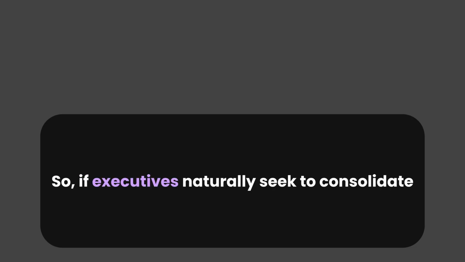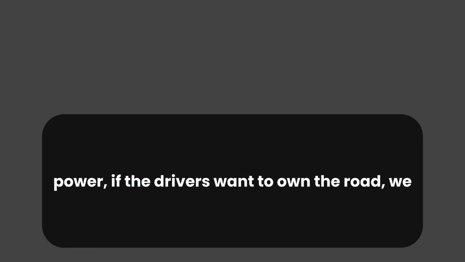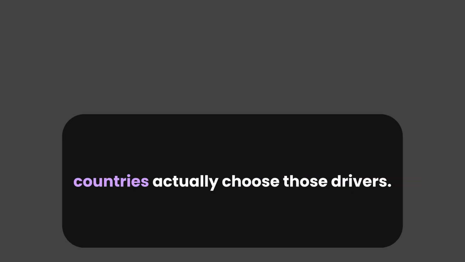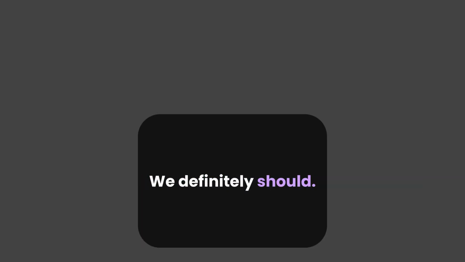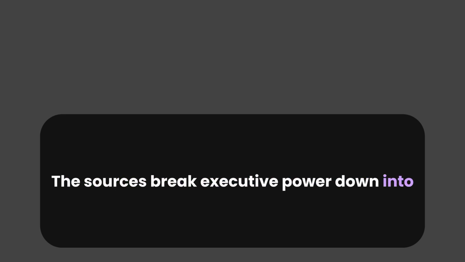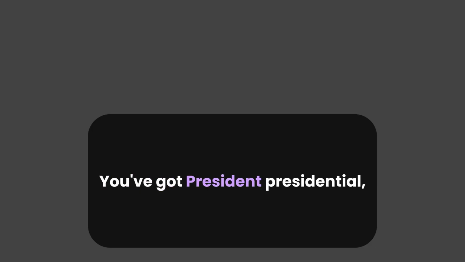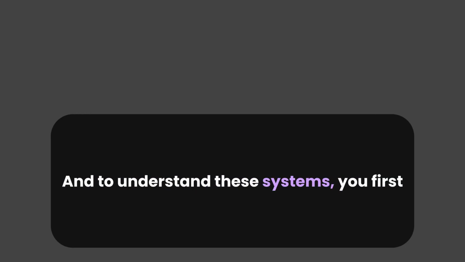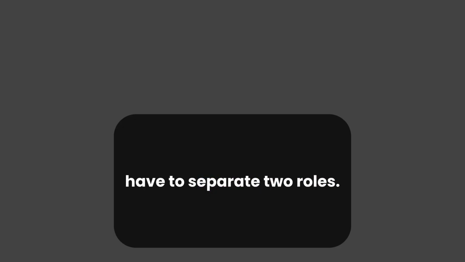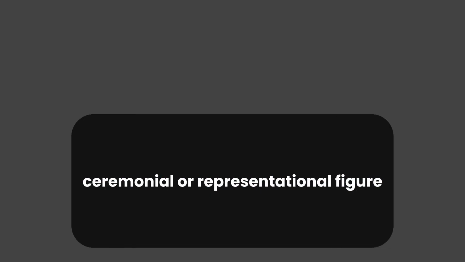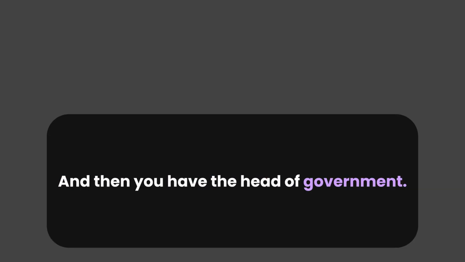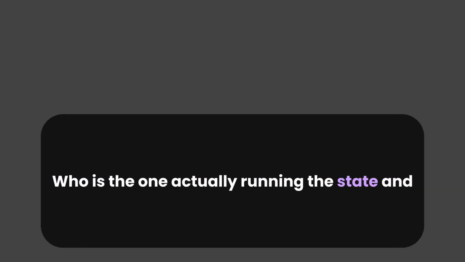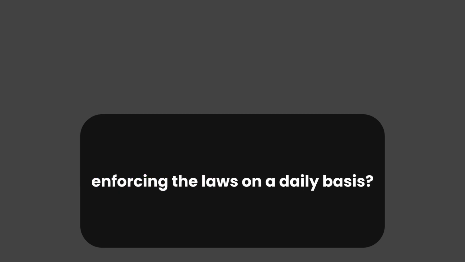Okay, so if executives naturally seek to consolidate power, if the drivers want to own the road, we should probably look closely at how different countries actually choose those drivers. We definitely should. The sources break executive power down into three main systems. You've got presidential, parliamentary, and semi-presidential. And to understand these systems, you first have to separate two roles. There's the head of state, which is often a ceremonial or representational figure symbolizing the people. Right. And then you have the head of government, who is the one actually running the state and enforcing the laws on a daily basis.